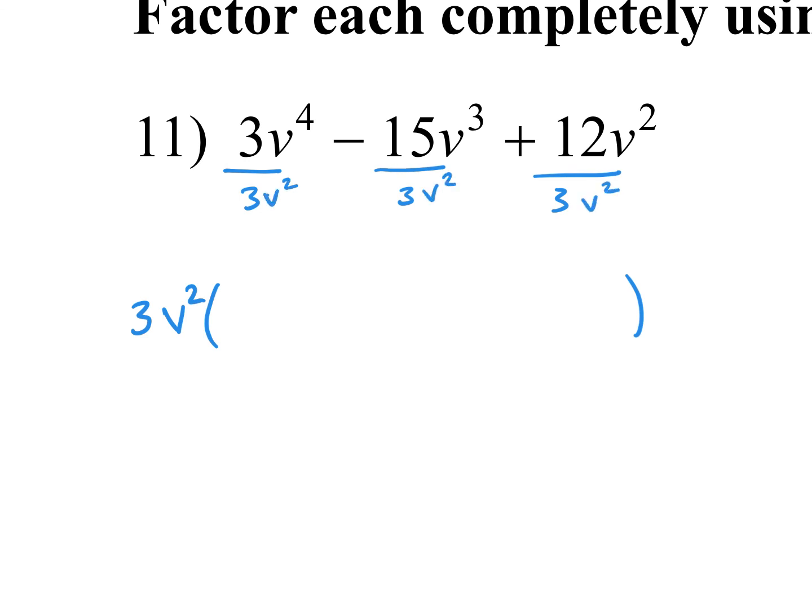So what's 3 divided by 3? 1. And if I have 4 v's and I take away 2, how many am I left with? So v squared. What's negative 15 divided by 3? Negative 5. If I have 3 v's and I take away 2, how many v's am I left with? 1. What's 12 divided by 3? 4. And if I have 2 v's and I take away 2, how many am I left with? None.